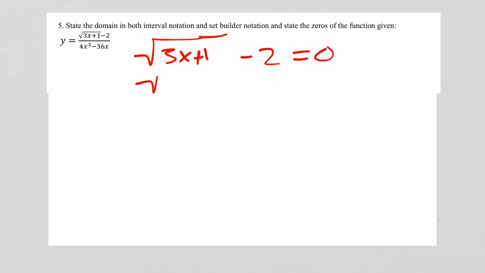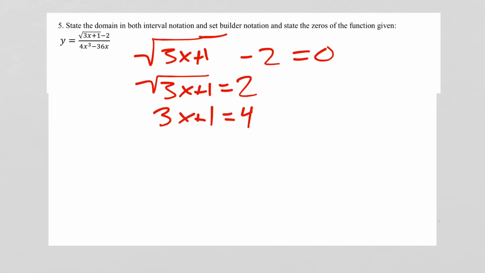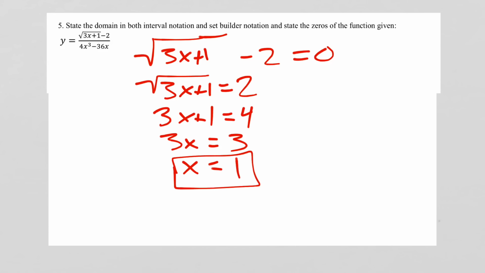So the square root of 3x plus 1 equals 2. Now what? Well, square both sides. So 3x plus 1 equals 4. 3x equals 3. x equals 1. So x equals 1 is a solution. It is a zero of this function.